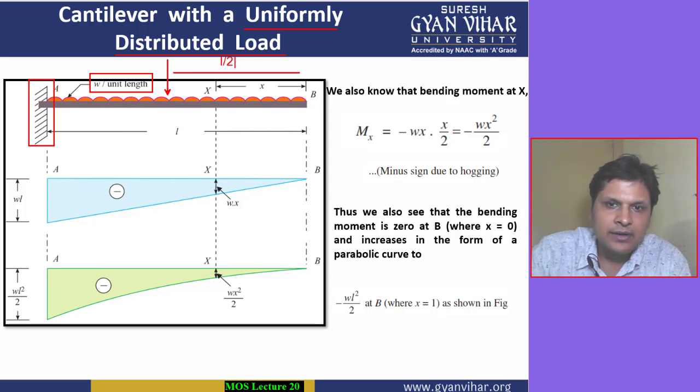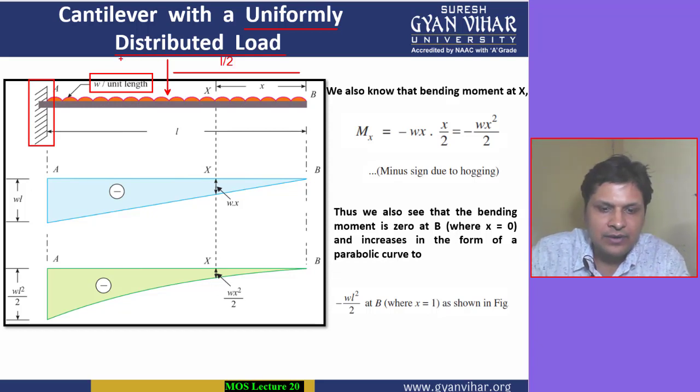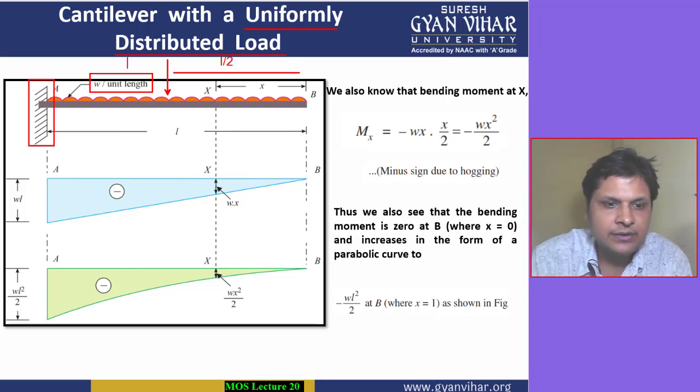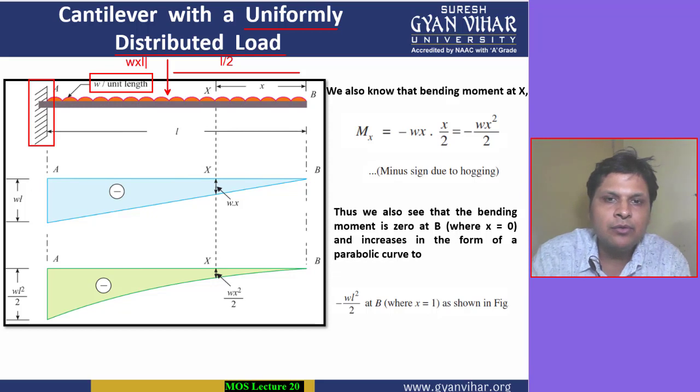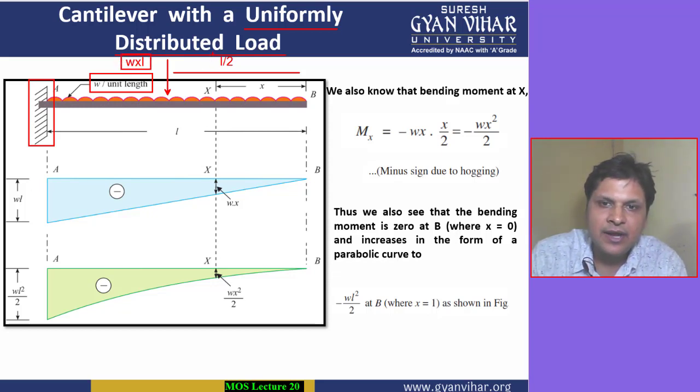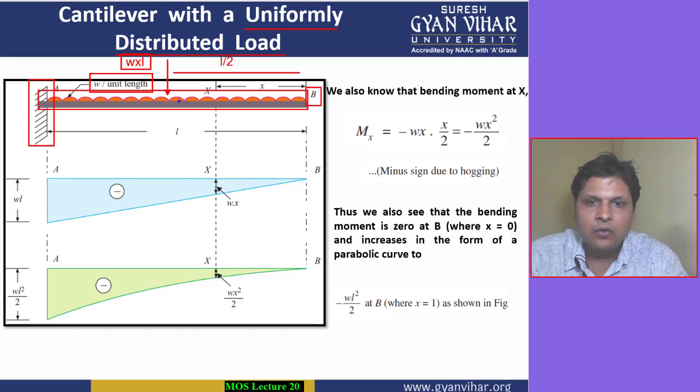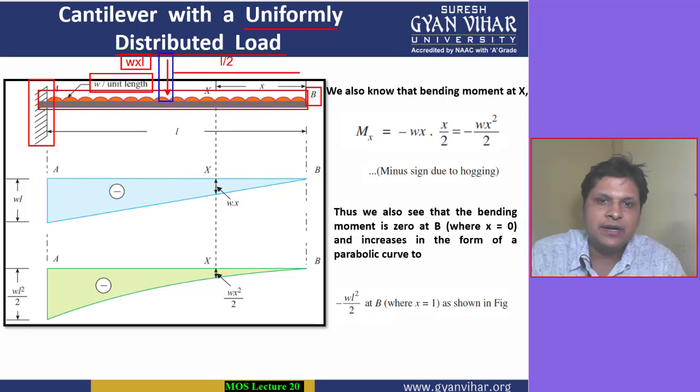And what will be the value of this load? The value of this load, students, will be equal to, since it is W per unit length, therefore W into total length. What is the total length? The total length here is denoted by small l. So W into L will give you the total load which is acting at a distance L by 2 from the portion B. I hope you have understood. We have converted whole of this UDL into a point load which is acting at the center of gravity of the load.